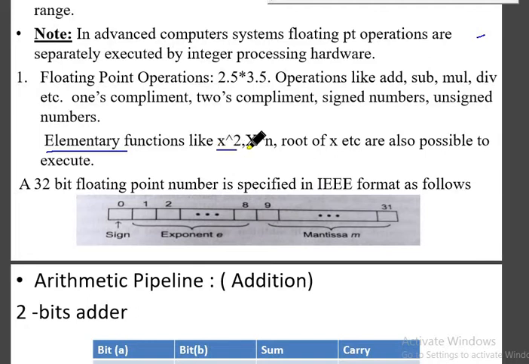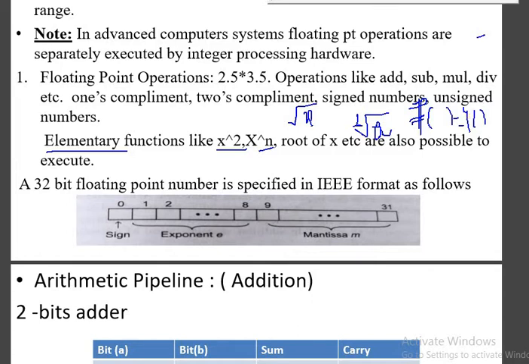What are elementary functions? x square, x cube, x raised to 4, x raised to 25, like that. What else? Square root of a number, cube root of a number, etc. So these all are possible nowadays. Not only nowadays, we can execute functions, mapping from the f function with respect to the y function. So these all are possible in a computer system.